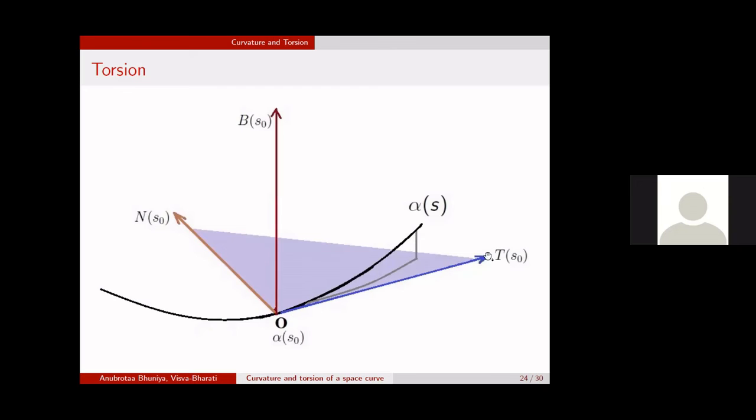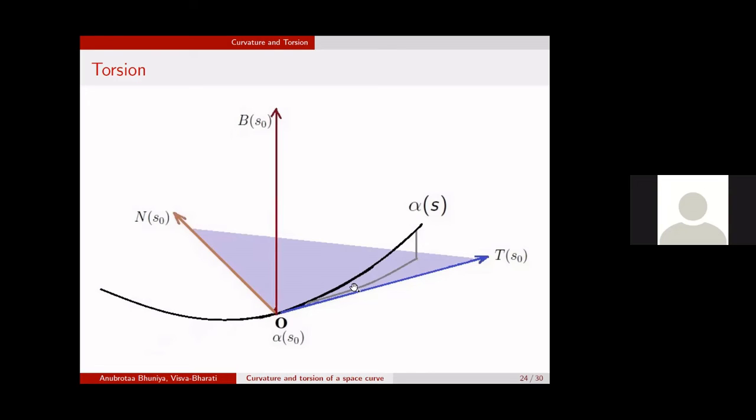Now here is the result: if we take T as the x-axis, n as the y-axis, and b as the z-axis at any point, then alpha(s) rises above the plane towards the positive z-axis if the direction of db/ds is opposite of the y-axis, that is n, and it goes down the osculating plane, or the xy plane, if db/ds points towards the positive y-axis.